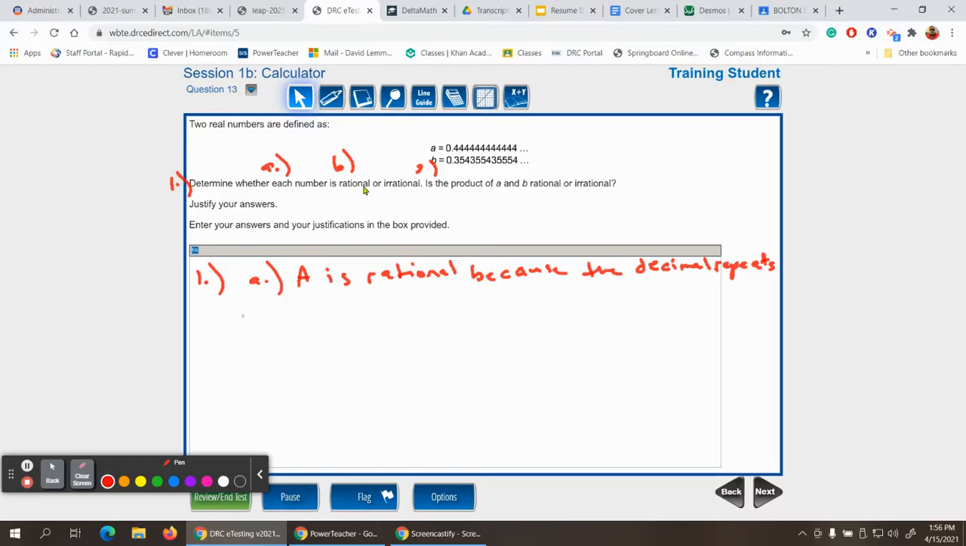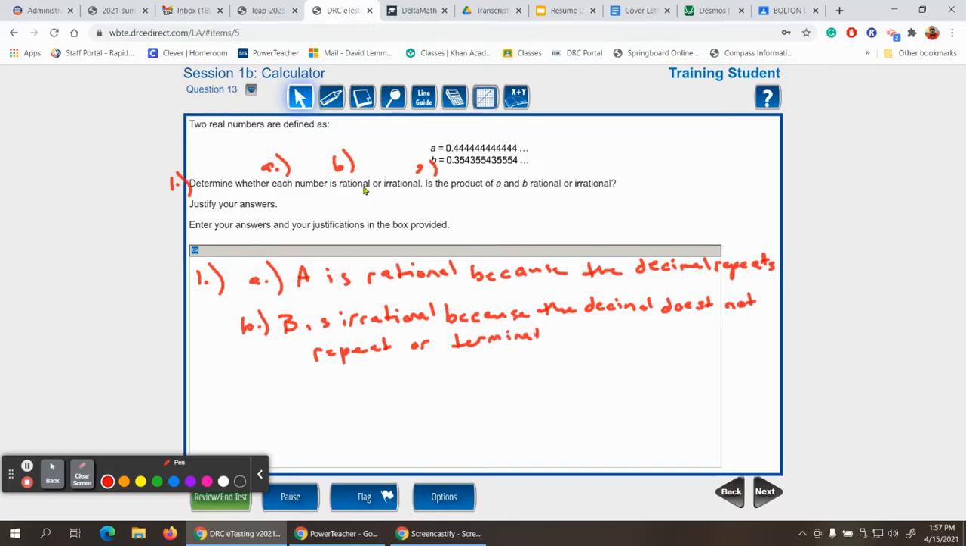For part B, it doesn't repeat and it does not terminate, so B is irrational because the decimal does not repeat or terminate. Number two, is the product of A times B rational or irrational?